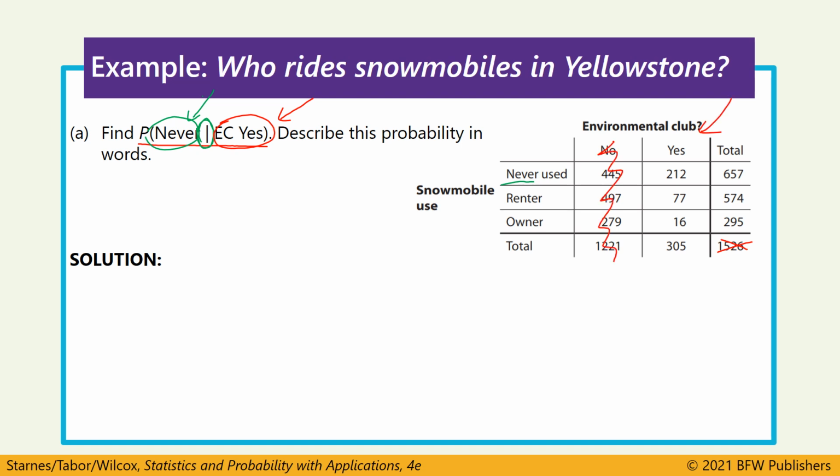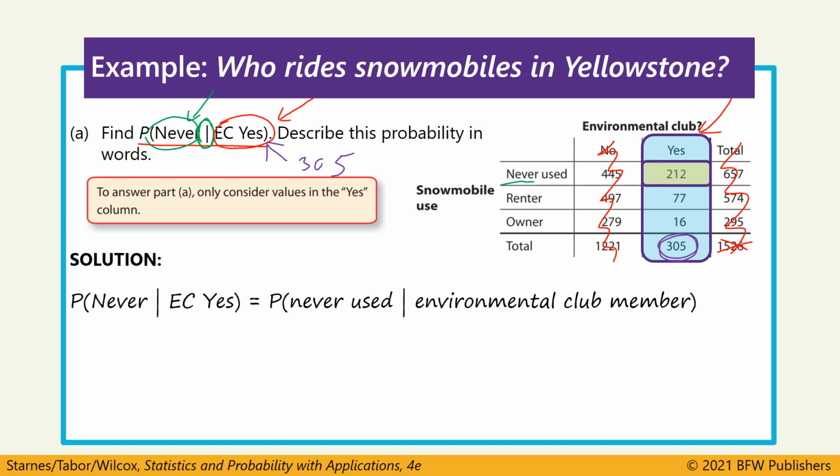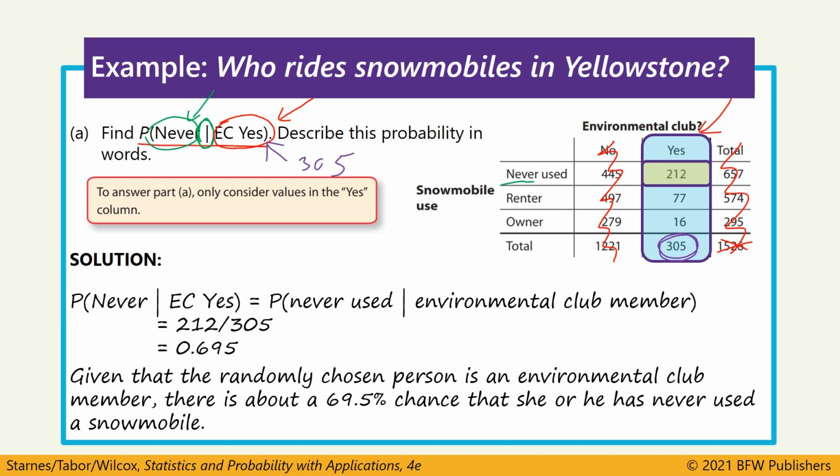These people don't matter. The totals don't matter. Only the people in that middle yes column matter. This is also telling us the denominator of our fraction. There's 305 people that, yes, are an environmental club member. So the denominator of the fraction is going to be 305. Then we can set up our fraction. The 212 is going to go on the top, and that gives us our answer.